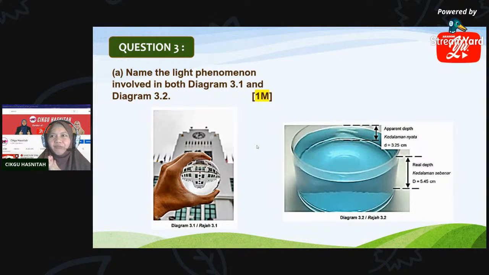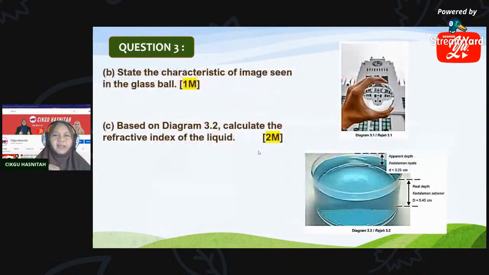Question A. Name the light phenomenon involved in both 3.1 and 3.2. So what kind of phenomenon is involved here? You can share your answer in the live chat. Yes, the phenomenon is refraction of light. Or you can say refraction. Now move to question B.